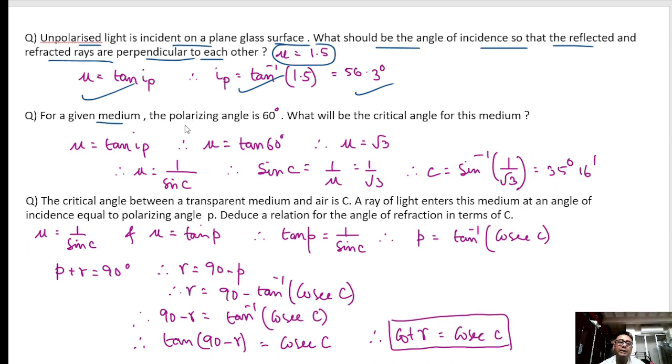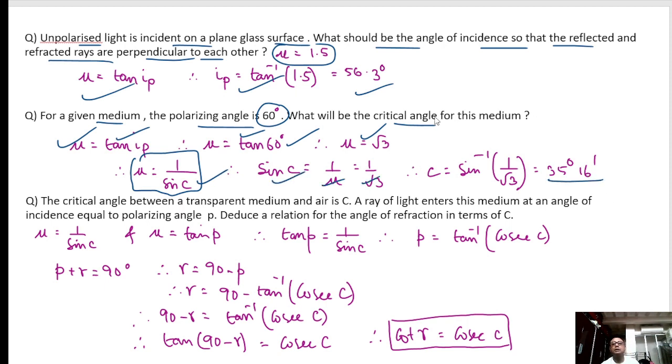For a given medium, the polarizing angle IP is given to us. We know that mu equal to tan IP, so tan 60 gives mu, and mu equal to 1 by sin C, where C is the critical angle. So we can find out the critical angle. They are asking what is the critical angle.